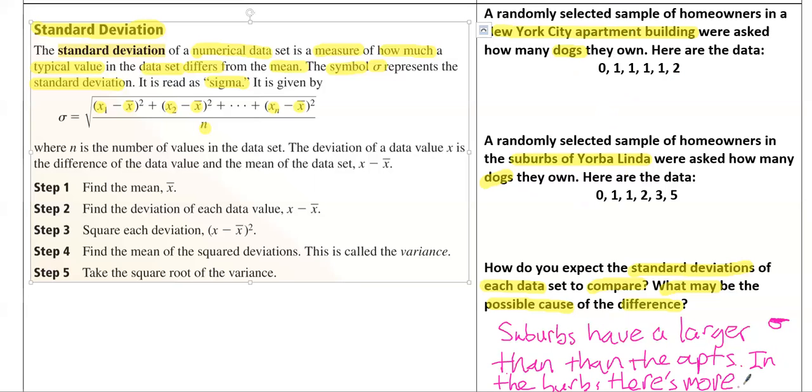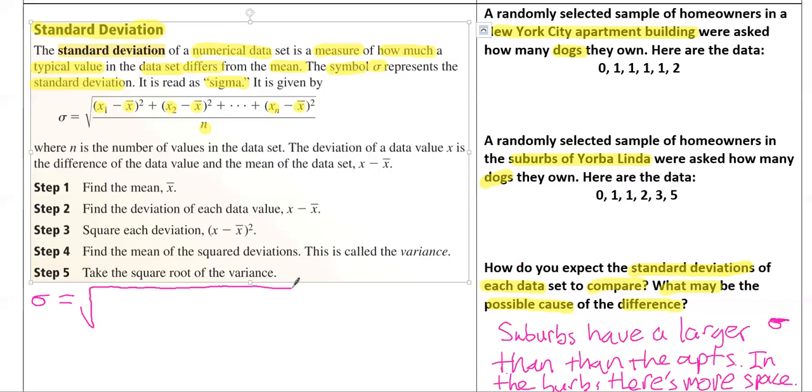Okay, I hope that makes sense. That's why the data are not as spread out in New York, but more spread out in Yorba Linda. At this point, we're going to show you how to find the standard deviation, and it's usually a pretty strange number. So we have sigma, and then you do the square root.